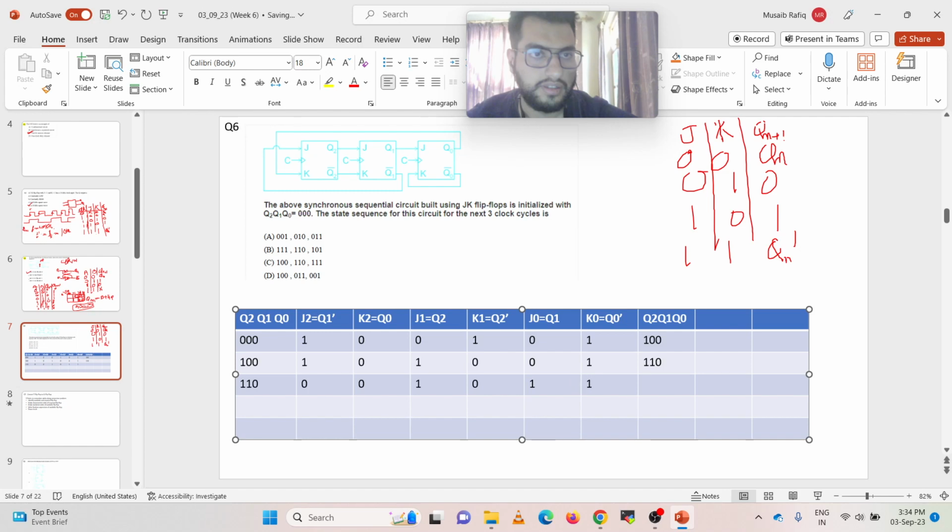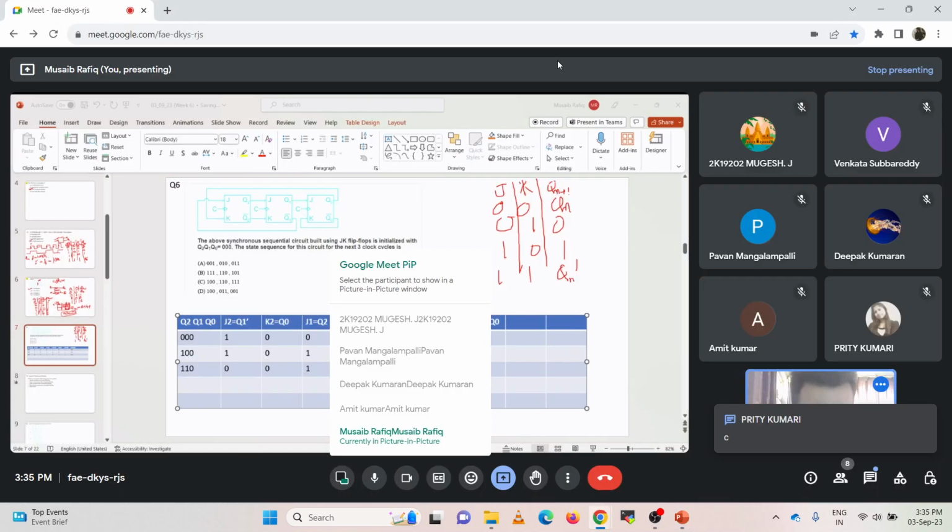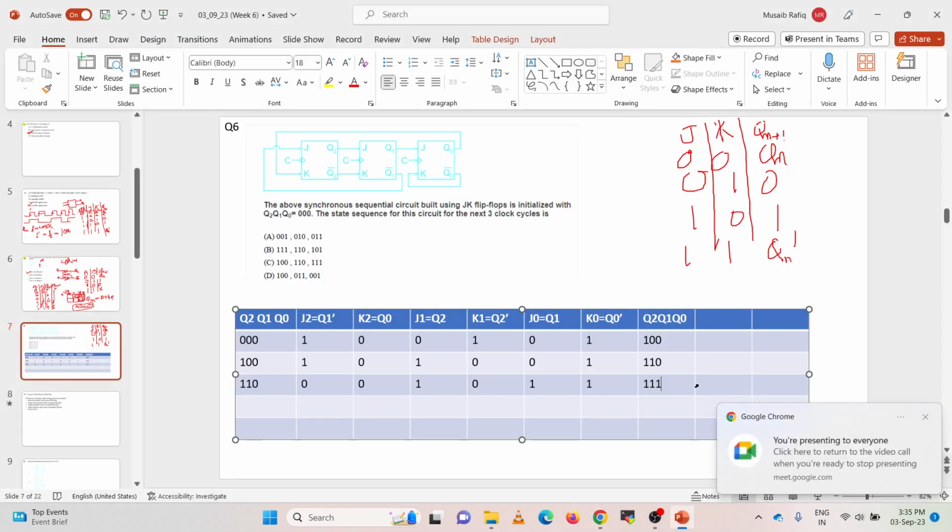Let me just check it again. J0 is equal to Q1, so that is equal to 1, Q0 bar is 0, and so it will be 1, right? Yeah. Now 0 0 means memory, so it will be 1 only. 1 0 will be 1, 1 1 will be toggling, it was 0, so it will be 1, right? Q0 bar. So these are the conditions for us.